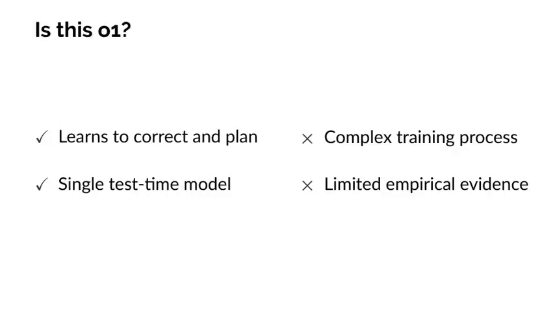It seems like learning to correct and plan is a pretty important part of the process. It's the first time we've seen something that looks similar to what the actual chain of thoughts from O1 do. It also seems plausible that this can be used to induce search-like behavior into a single test time model.